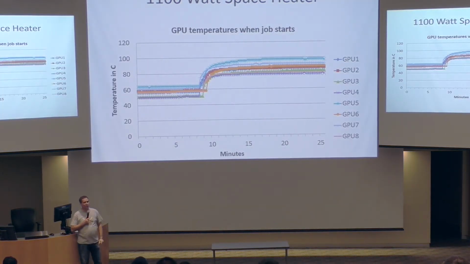This is what the temperatures look like on the cards when I start my job. They idle at about 60 degrees Celsius, so that's already kind of hot. As soon as I start my program, they get close to the boiling point. And you hear all the fans spin up. All the fans are at like 95% of their rated speed.